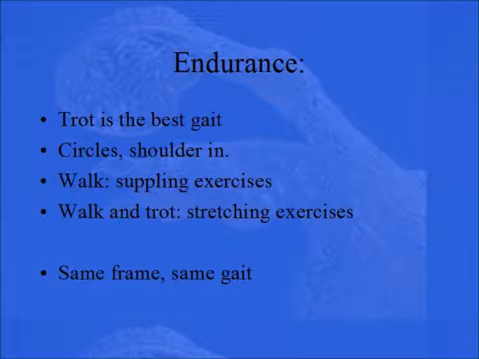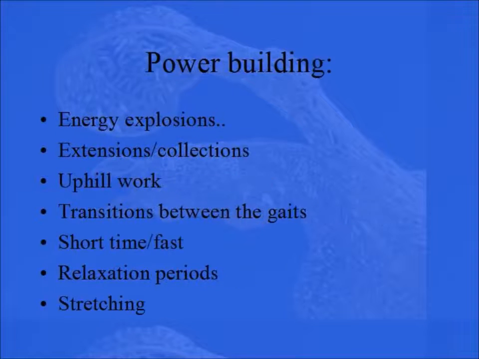For endurance training, trot is the best gait. You can do circle in, shoulder in, walk, SuspLig exercises, and walk and trot stretching exercises. More or less same frame, same gait. This would really trigger the endurance, so let's say the slow twitch fibers. So if you want to make a hind leg quicker, then these kinds of exercises are not really the ones to do that. When we talk about power building, that is really energy explosions like extension and collection. Uphill work is really a good one. Transitions between the gaits or in the gait.